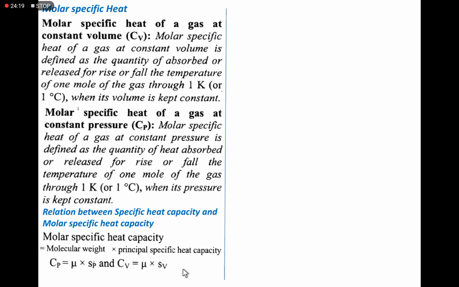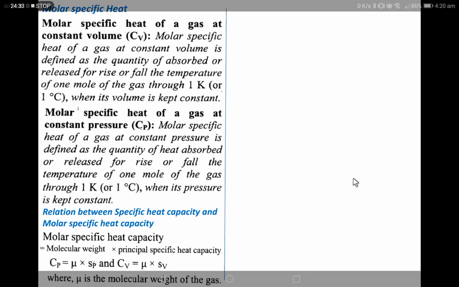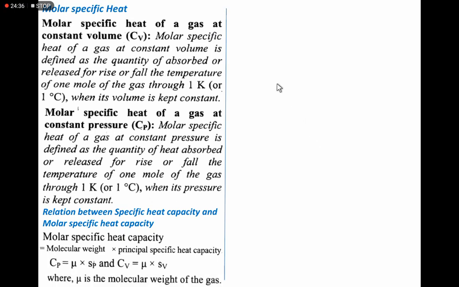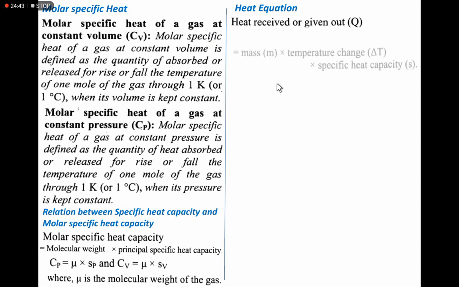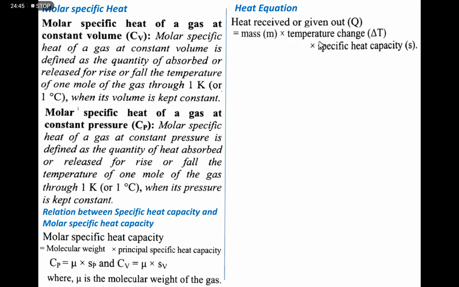Only the change is there: this one is molar specific heat and this one is specific heat capacity at constant pressure. So here mu is the molecular weight of the gas. It will be different for different gases. Okay. Heat equation, again: heat received or given out Q is equal to mass into change in temperature into specific heat capacity. Already we studied this equation.